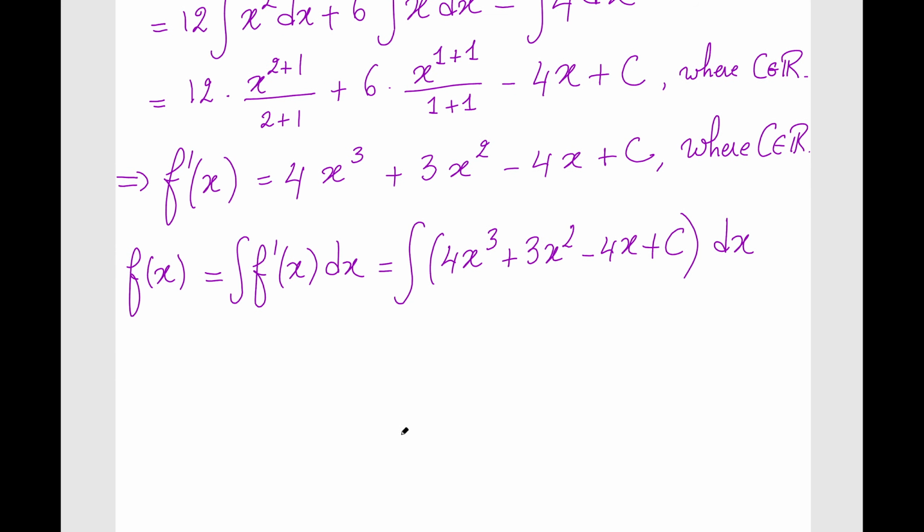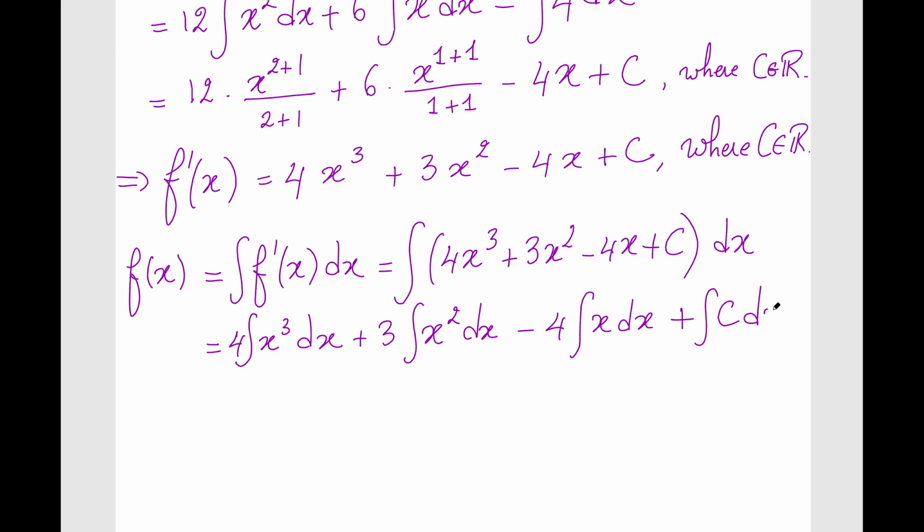Okay. Now we're going to integrate this sum of entities. So it's the same as integrating each summand and then summing the integrals up, right? Because 4 is a multiplicative constant, I'm allowed to push it outside. 4 primitive of x cubed plus 3 primitive of x squared dx minus 4 primitive of x dx plus the primitive of c dx, right? C is a constant, don't forget. Okay.